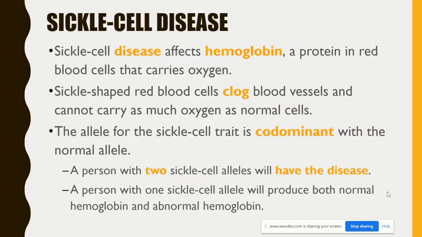And how this disorder works is the alleles are codominant with the normal allele. So if a person has two sickle cell alleles, they will have the disease. But a person with one sickle cell allele will produce both normal hemoglobin proteins and abnormal hemoglobin proteins. Because it's codominant, it shares and can do both.